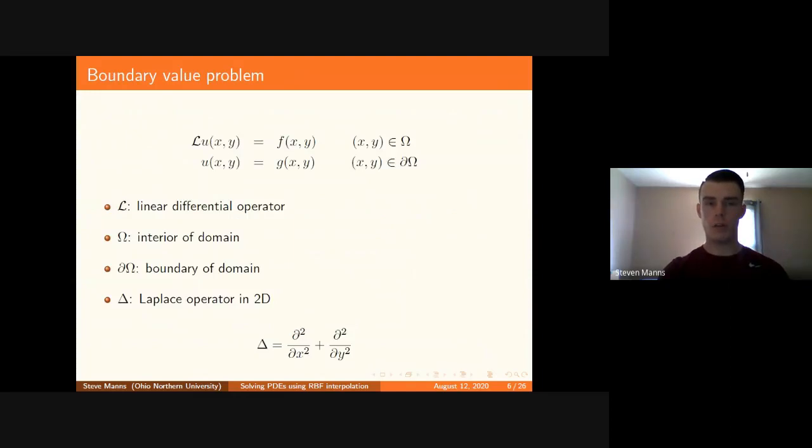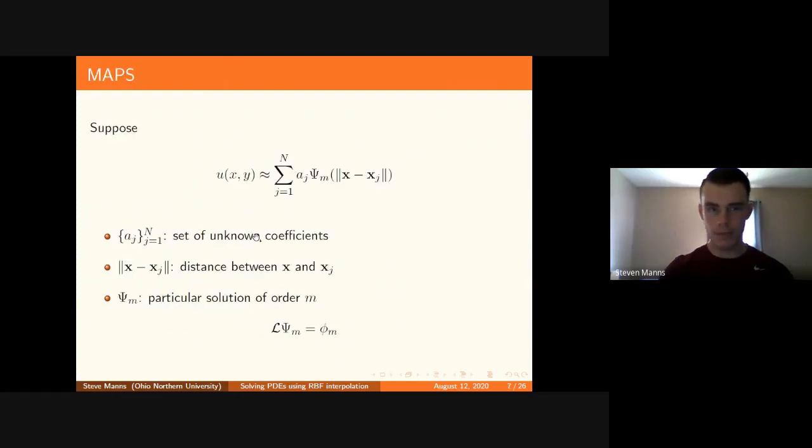This is the general form of the boundary value problem that we will see in later examples. To clarify our notation here, L is any linear differential operator, omega is the interior of our domain, del omega is the boundary of the domain, and we'll use the capital delta to denote the Laplace operator in 2 dimensions, as shown here on the bottom of the slide. Also note the functions f and g are stated or known functions.